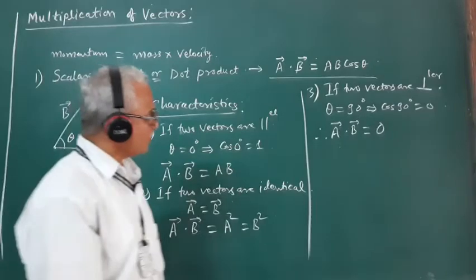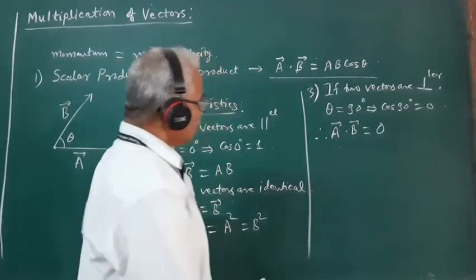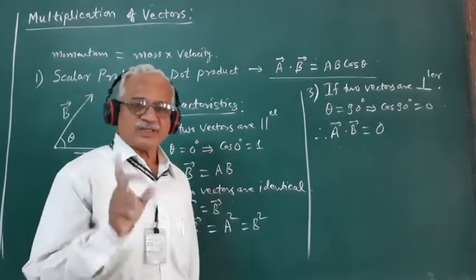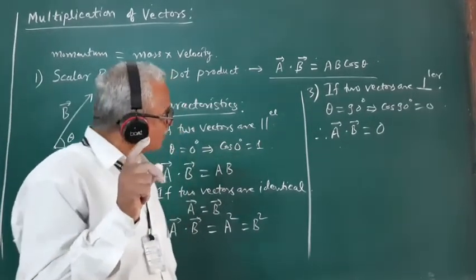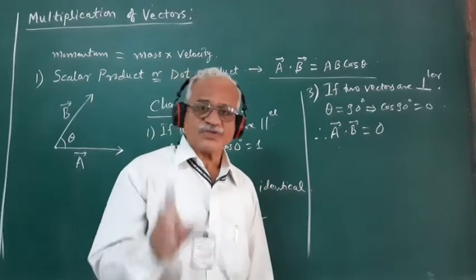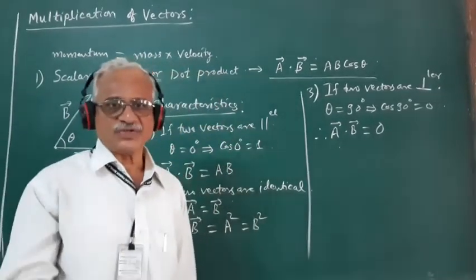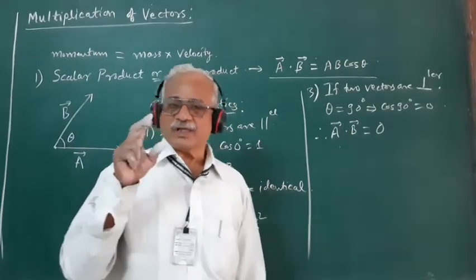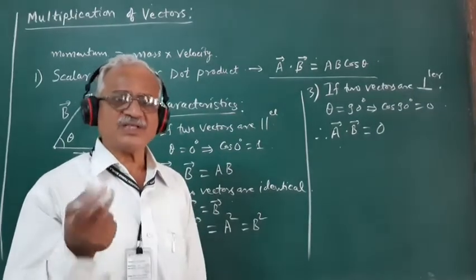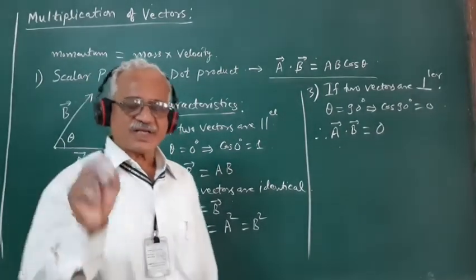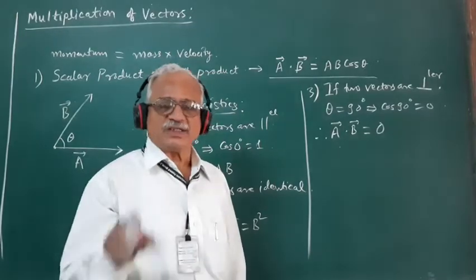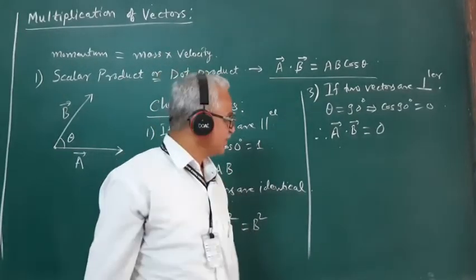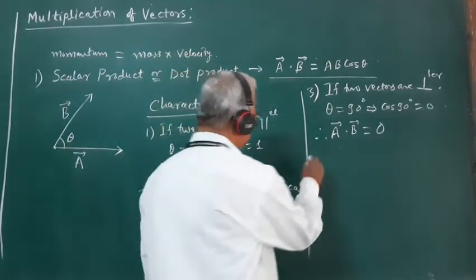So whatever the magnitudes of A and B, since the value of cos theta is 0, the product will be equal to 0. So if the two given vectors are mutually perpendicular to each other, then the scalar product or the dot product of such two vectors will be equal to 0. Or other way around, if we observe that the dot product of the two given vectors is equal to 0, then straight away we can conclude that the two given vectors are mutually perpendicular to each other. So this is the third characteristic.